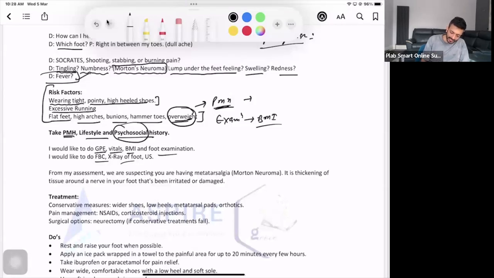All right, so we are suspecting you may have Morton's metatarsalgia. It is a thickening of the tissue around the nerve in your feet that has been irritated, and that's why we may have pain in this particular area. That is it. All right.